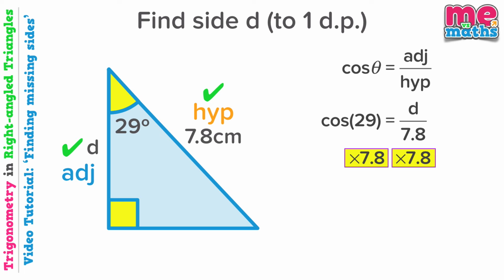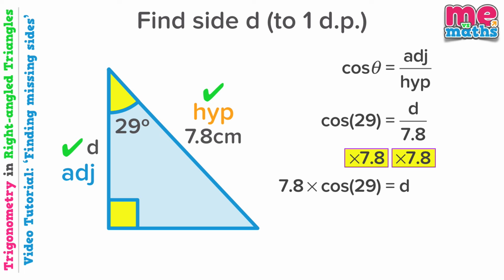These are a lot of the same skills you'll have used in the past when solving equations. So 7.8 times cos 29 will be equal to side D. This is where your calculator earns its money. You can type this calculation, everything on the left hand side, into a calculator exactly as it looks here, and it will work it out for you.